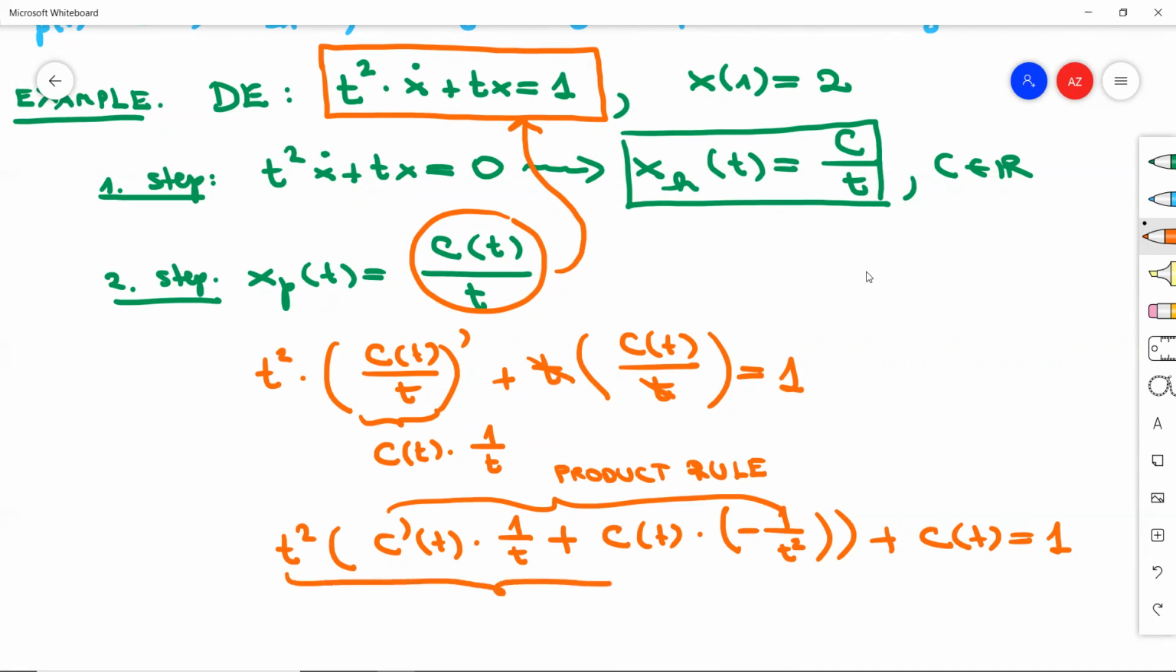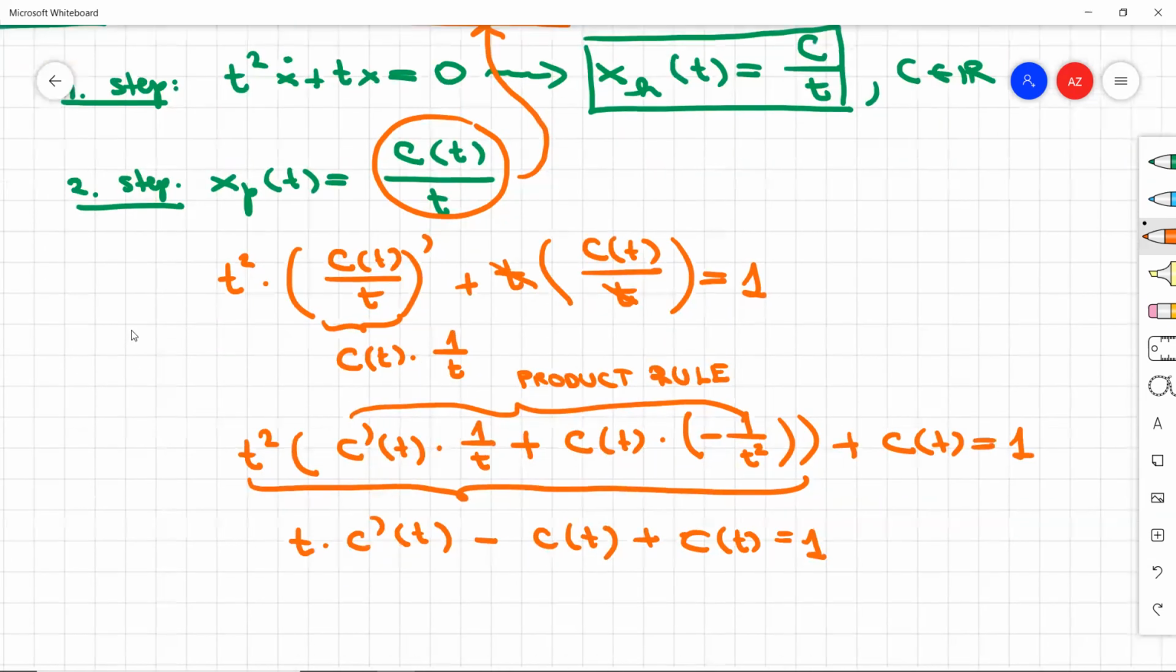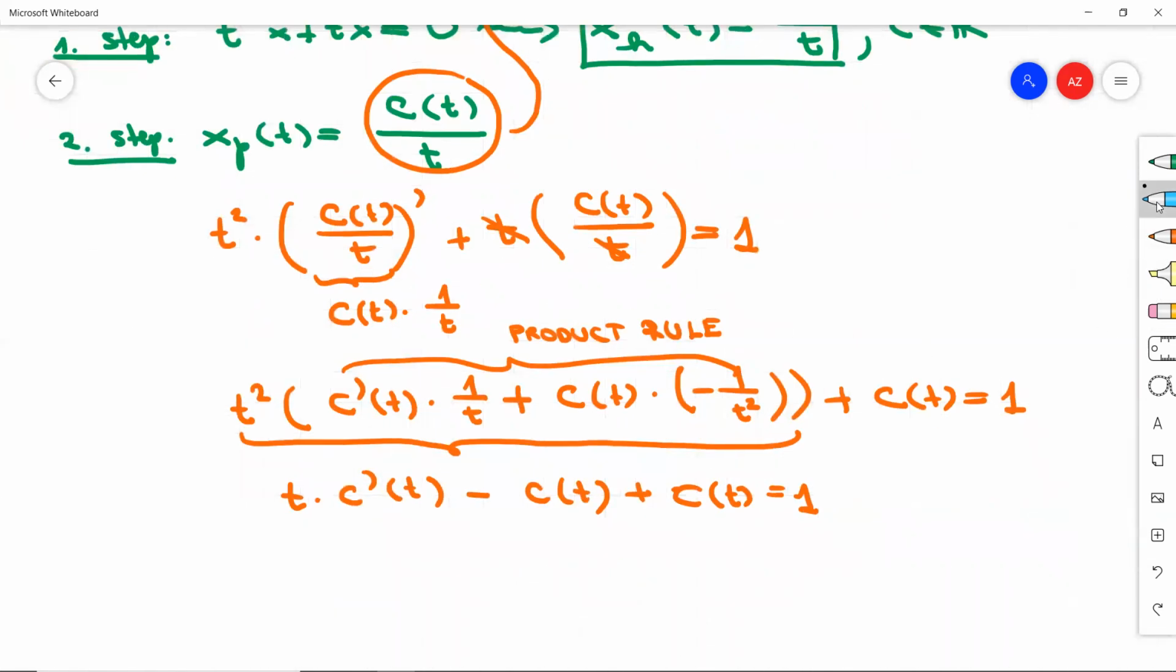And then I just multiply the parentheses with t squared, and from the first summand I get t times c prime of t. And then from the second, I get minus c of t and plus c of t equals 1. And now this c and c cancel.